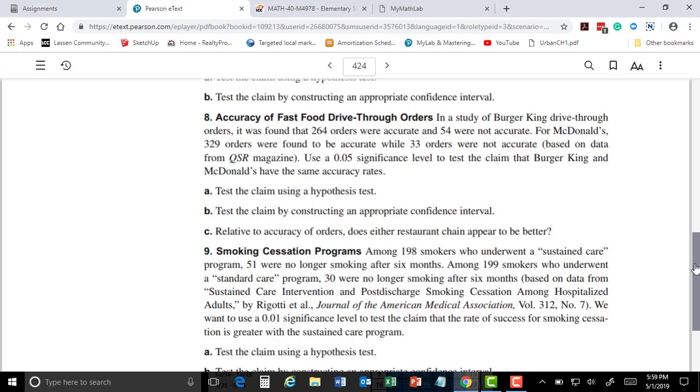Now, they want you to address this one by what, p-value? No. They want you to construct a confidence interval, and then you can see whether or not the test statistic falls in that confidence interval. No, okay. There's another one.